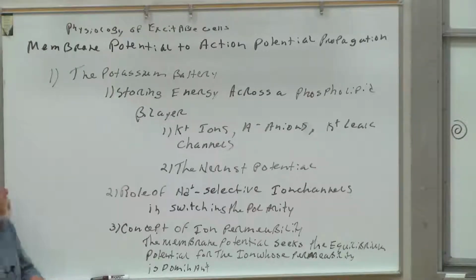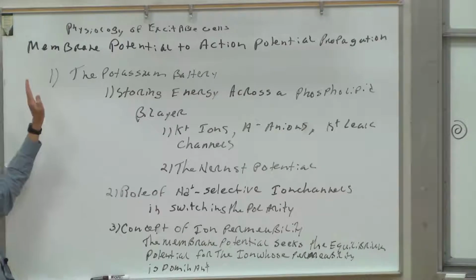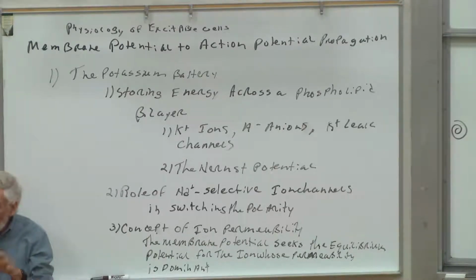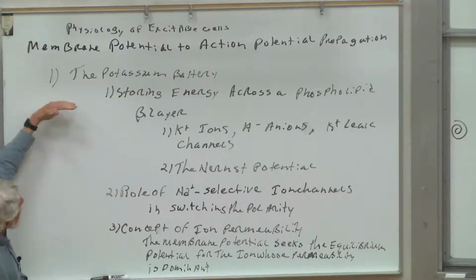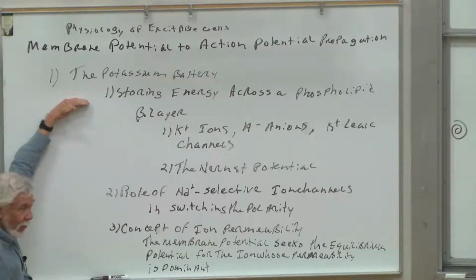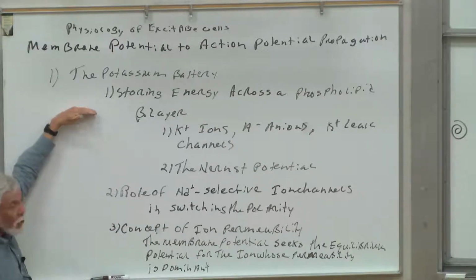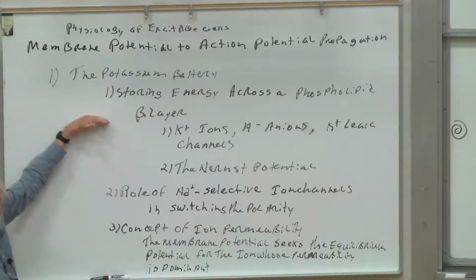Well, where we're headed today is we're going to begin this idea of the physiology of excitable cells. We're going to try to now superimpose a certain set of electrical parameters onto biological membranes. And we'll start here by laying out something known as the potassium battery. Potassium battery is simply a means of separating charge across a phospholipid bilayer.